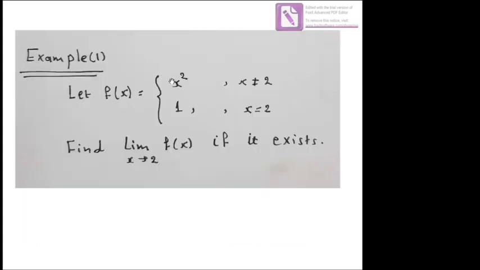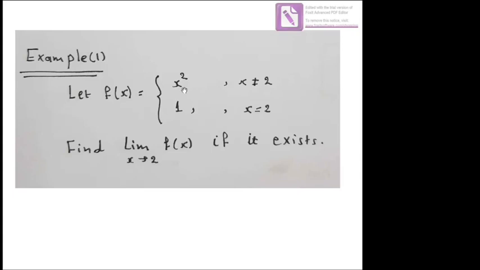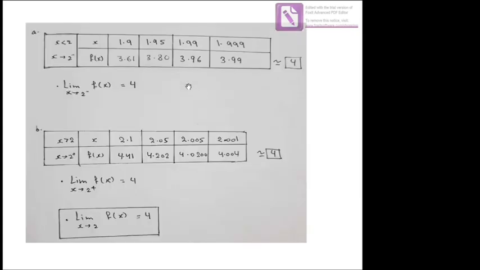So we'll go to the function f(x), which is x squared. We will replace x by 1.9. So we'll get 1.9 squared, which is 3.61. Then when x is equal to 1.95, our f(x) is equal to 1.95 squared. So that means it is 3.80. Similarly, we'll find f(x) when x is equal to 1.99, which is 3.96.